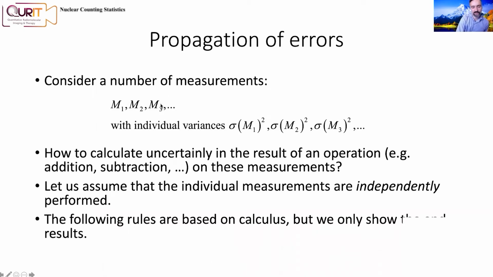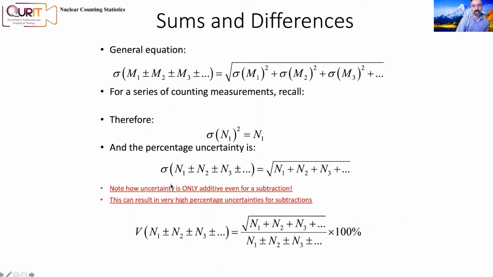So how do you propagate errors? You've got different means, different lambdas. You want to do subtraction, addition, etc. How do we do it? Well, this is a general formula that has nothing to do with radioactivity. This is just a general formula you should know. When you're adding or subtracting uncertainties, the error always adds. Even if you're subtracting, the error adds in squares.